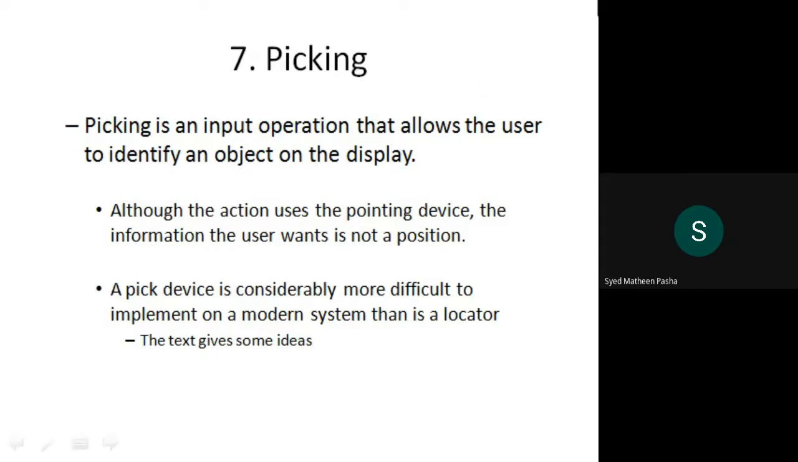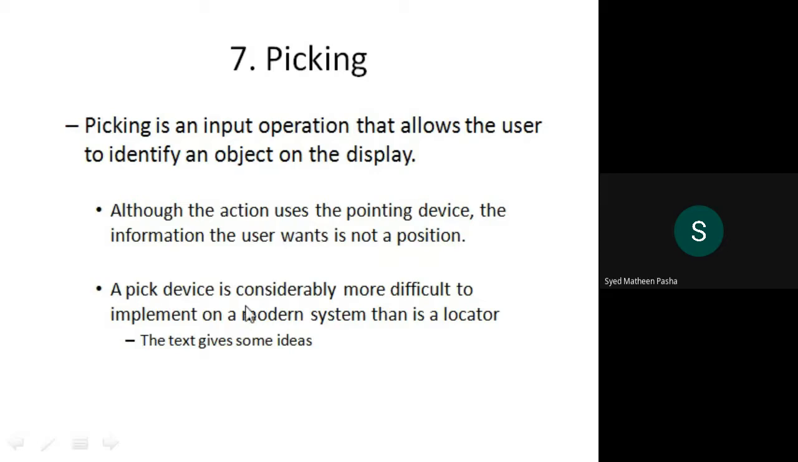That is, picking is an input operation that allows the user to identify an object on the display. We will be using picking in every program. You send an input to that particular program, and then you wait for the program to select the output. This is the concept of picking. Although the action uses the pointing device, the information the user wants is not a position. You are not taking the position; you are taking the content of that position with the help of the picking function.